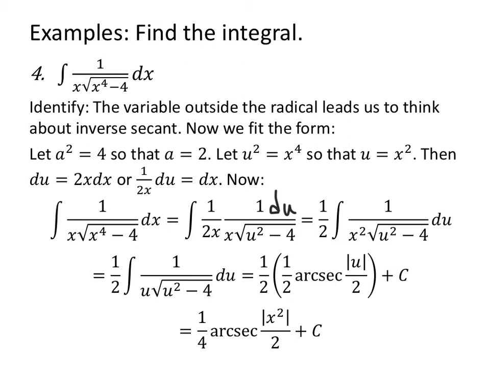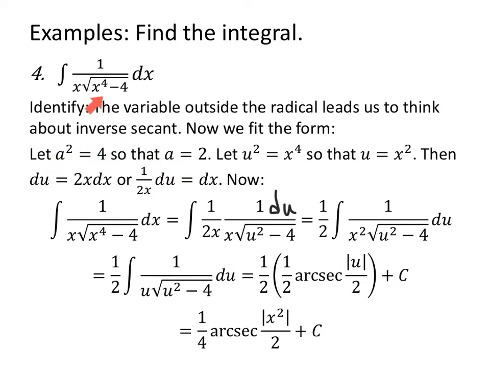Finally, we have an integral that will give us an arcsecant. So the integral of 1 over x times the square root of x to the fourth minus 4, all that in the denominator, dx. I see a variable outside the radical, so I'm thinking it's probably inverse secant. But when I see inside the radical, variable minus constant, then I know that it's an arcsecant form, so we have to match it. A squared is 4, so that a is 2.